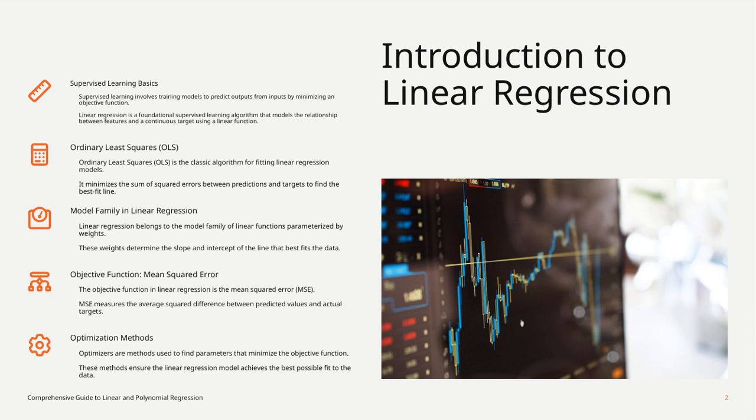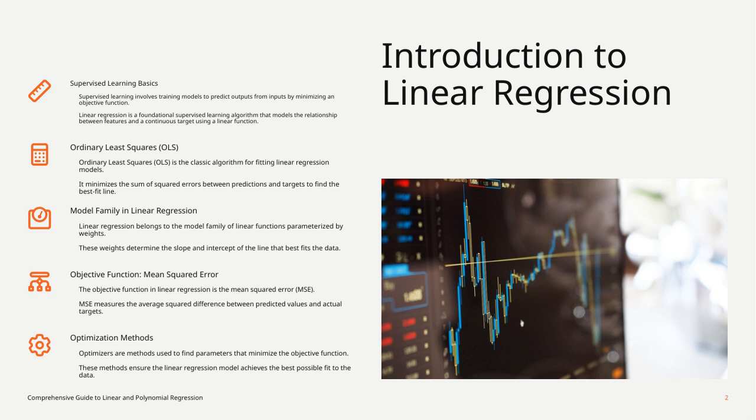Now, let's talk about the model family. Linear regression belongs to the family of linear functions, which are characterized by weights. These weights determine the slope and intercept of the line that best fits our data, essentially shaping the model's predictions. The classic algorithm used here is ordinary least squares, or OLS. It works by minimizing the sum of squared errors between the predictions and the actual targets. This process finds the most suitable line that represents the data.